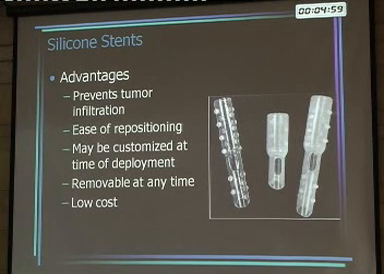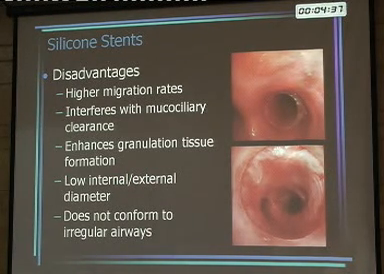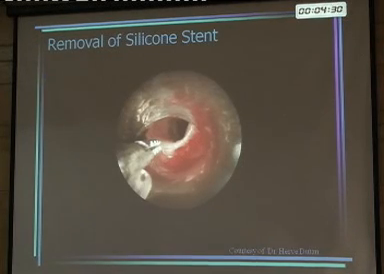And then the cost in the United States for a silicone stent is $500, about a third of the cost of the metallic stent. The disadvantage, again, because of their tubular shape, they have a higher migration rate than metallic stents. They interfere with clearance of secretions. They enhance granulation tissue a little more than metallic, and they don't conform as well to irregular airways. But this is the biggest advantage, is that they can be removed very easily.